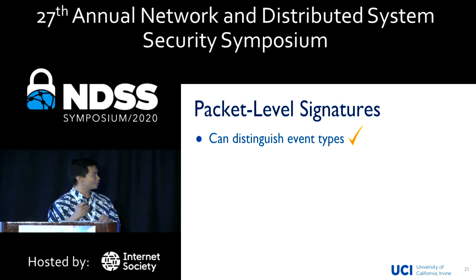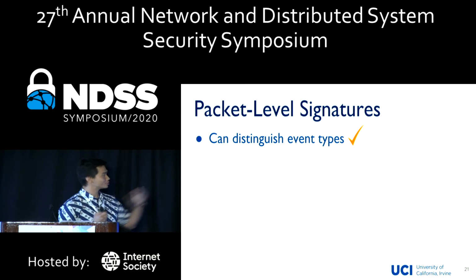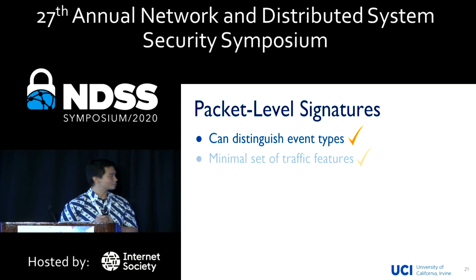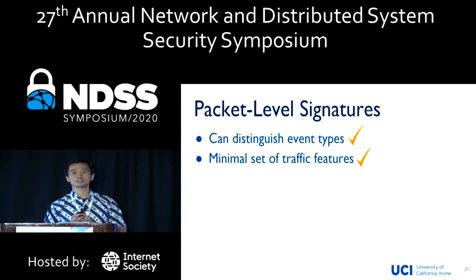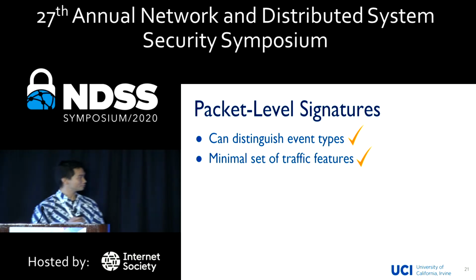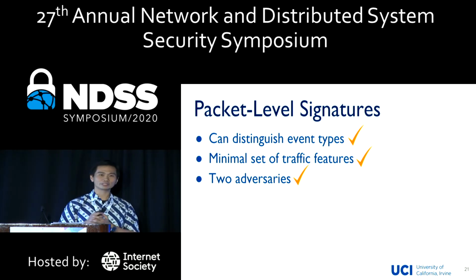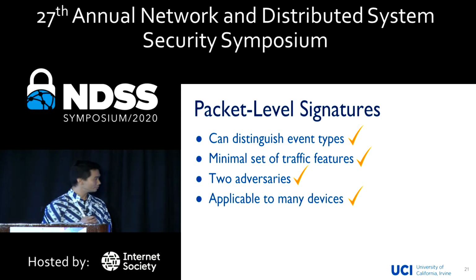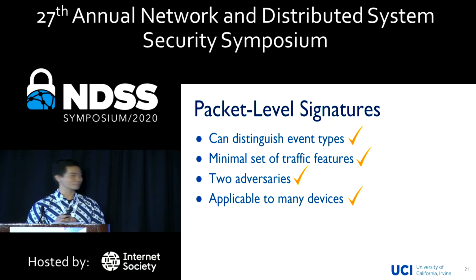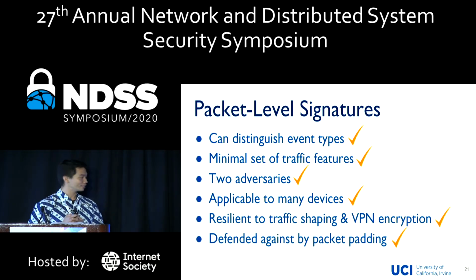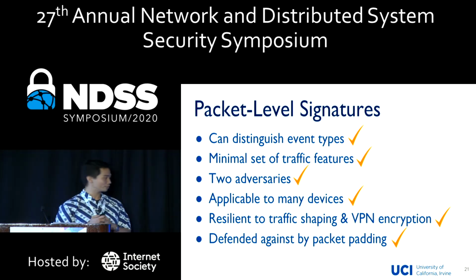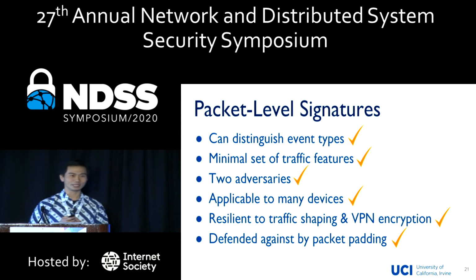So in summary, I presented to you packet-level signatures. They can distinguish event types with minimal set of traffic features, only packet lengths and directions. And they apply to 2 adversaries, WAN and Wi-Fi sniffers. And they're applicable to many devices as well. In our paper, we have a lengthy discussion about possible defenses. And they are resilient to traffic shaping and VPN encryption because they don't hide the packet lengths and directions, but they can potentially be defended against by packet padding.